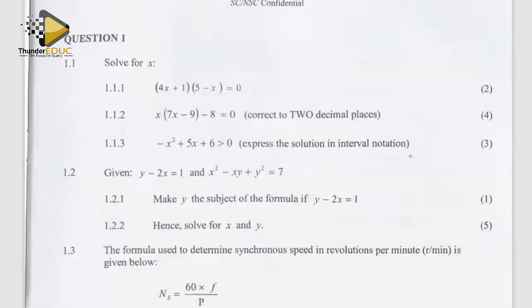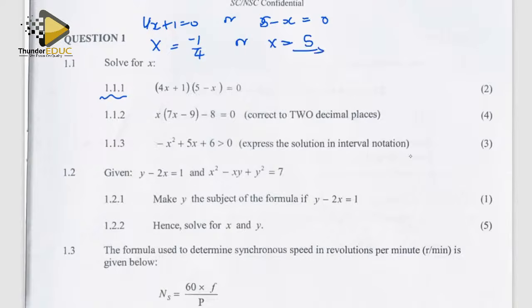When I look at 1.1.1, it's 4x plus 1 is equal to 0, or 5 minus x is equal to 0, meaning that x is going to be negative 1 over 4, or x is going to be 5. So those are the two answers there. Then 1.1.2, where they want us to use a calculator.